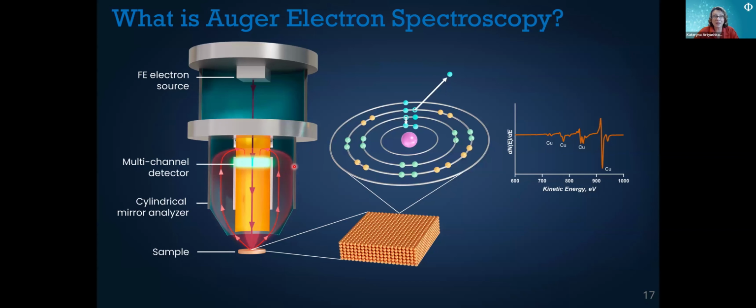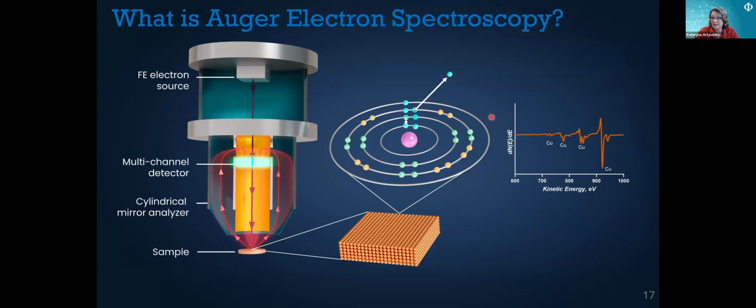So how does it work? Here we have an electron source, so we have electrons in and electrons out. These electrons are ejecting electrons from the orbital. First we have the first ejection, and then we have an Auger electron that is being ejected. And this is what we're analyzing.